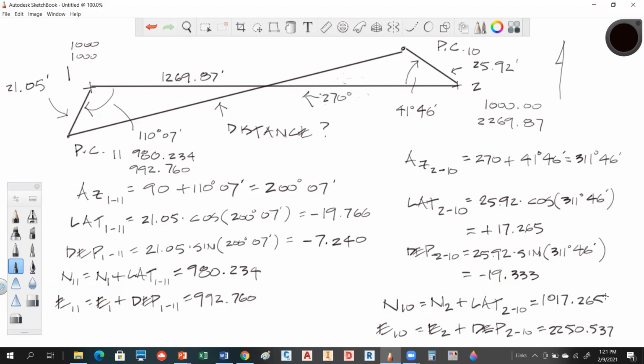$1,017,265. So I'm going to write that up here because I'm going to have to clean my stuff up a little bit here. Anybody agreeing with those numbers? Yes. I am. Okay.